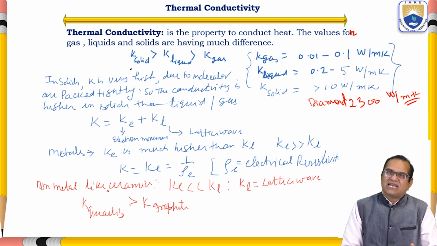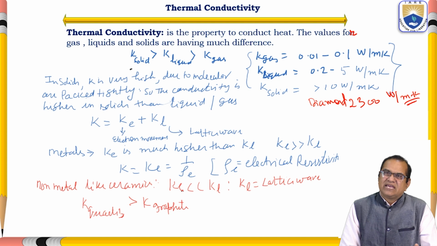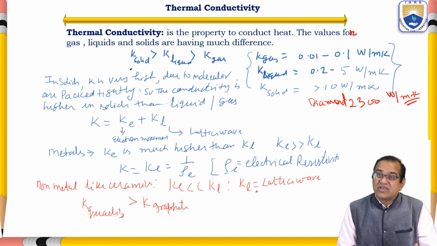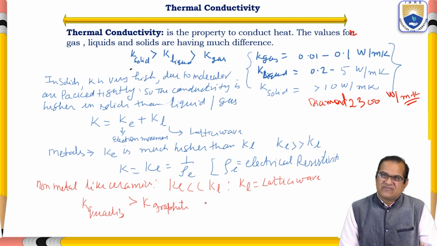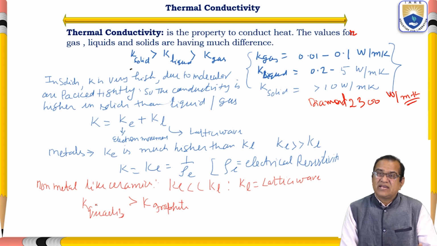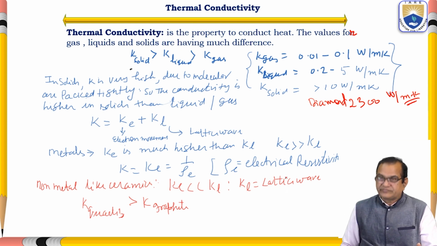For non-metals like ceramics, Ke is less than Kl, where Kl is the lattice wave. So K of quartz is greater than K of graphite. So we can see that for non-metals like quartz and graphite, lattice waves are important.